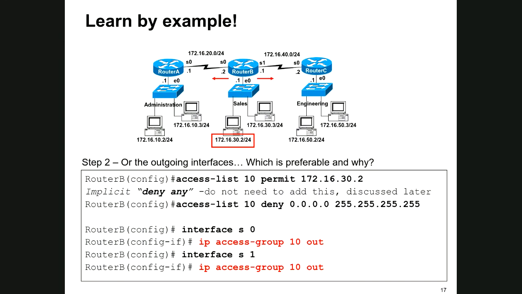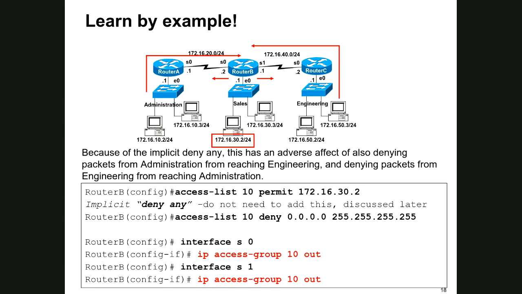So we could apply it to the serial ports in an outbound direction. In this case, he's gone to serial port 0 and serial port 1, and he's applied access group 10 in an outbound direction. That takes a lot of router processes, and that's not the best way to do it.